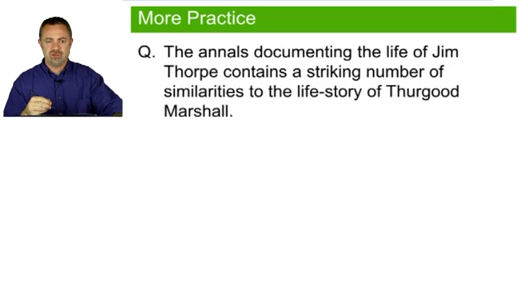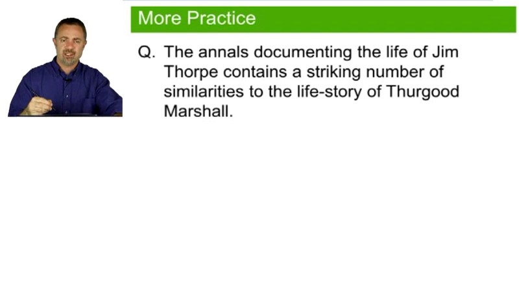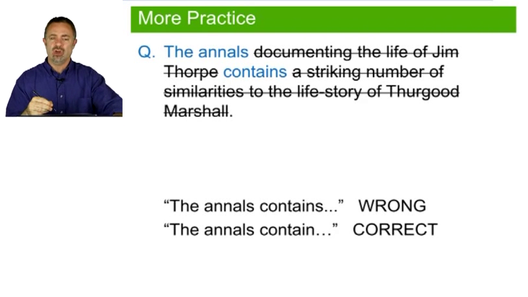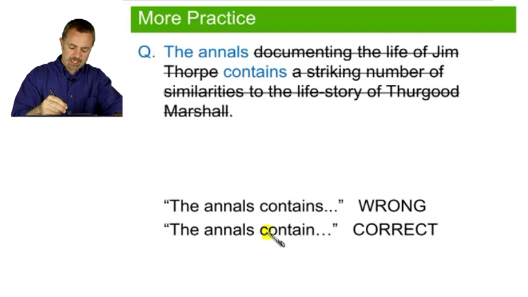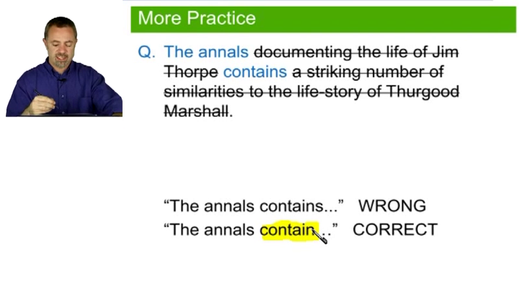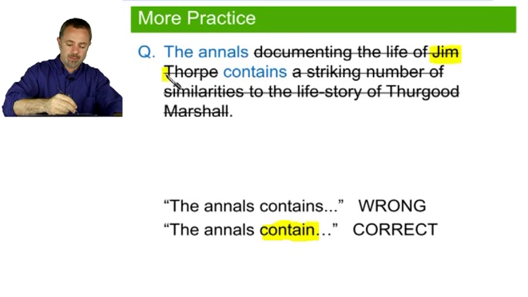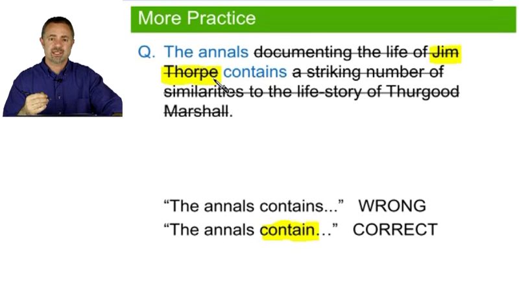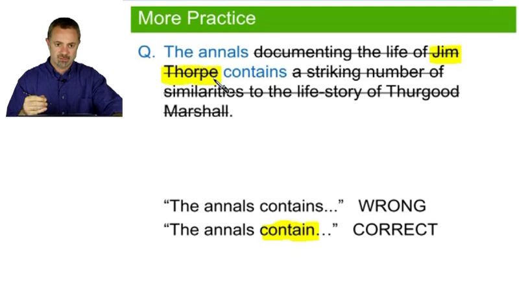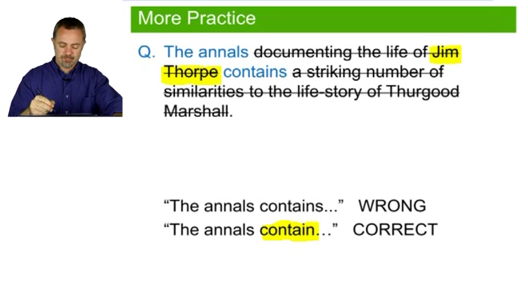The annals documenting the life of Jim Thorpe contains a striking number of similarities to the life story of Thurgood Marshall. Well, how do we cut this language? Notice here we have the annals contains, except the annals is going to be plural, so we need a plural verb, contain. Yet again, in the sentence, we have Jim Thorpe, and of course, in other contexts, we would say Jim Thorpe contains because Jim Thorpe is singular. However, in this context, Jim Thorpe is not doing the containing, the annals contain. They are doing the containing.